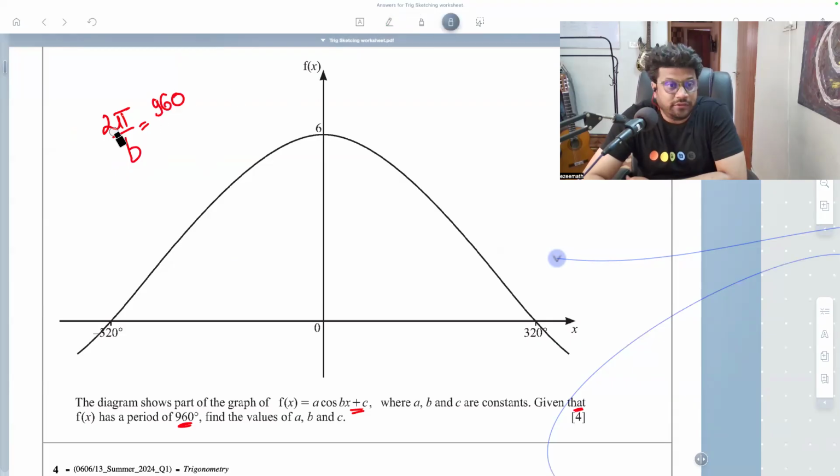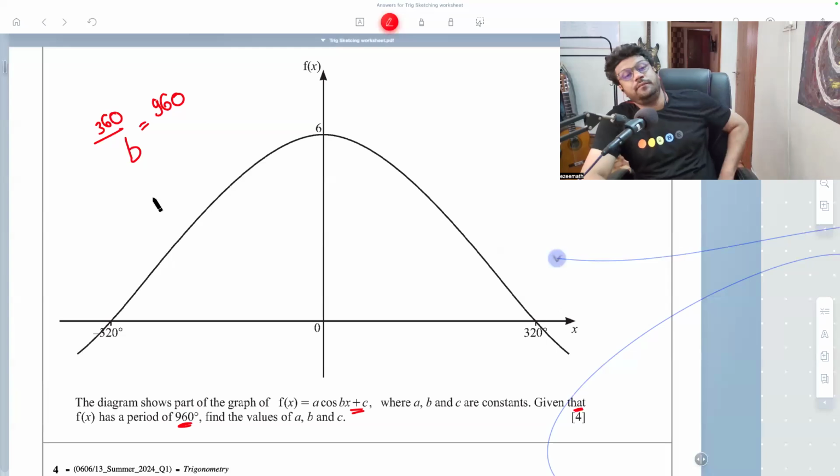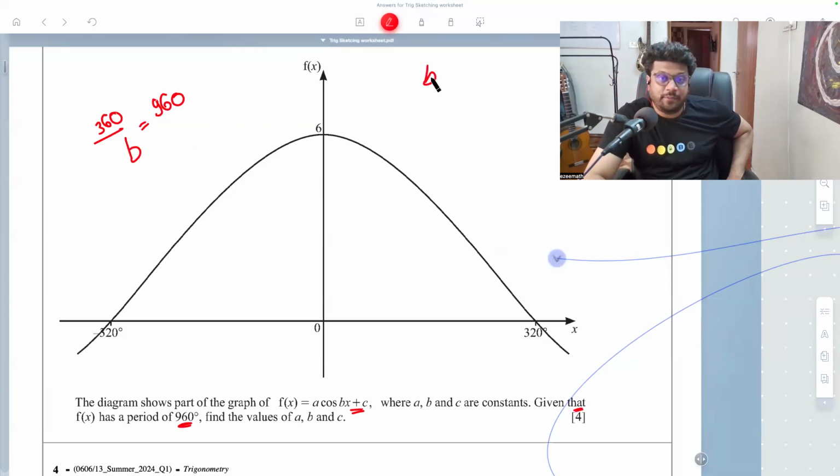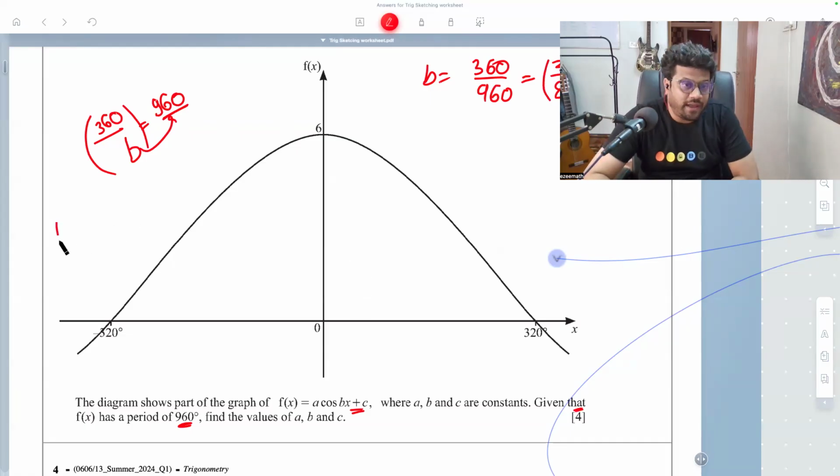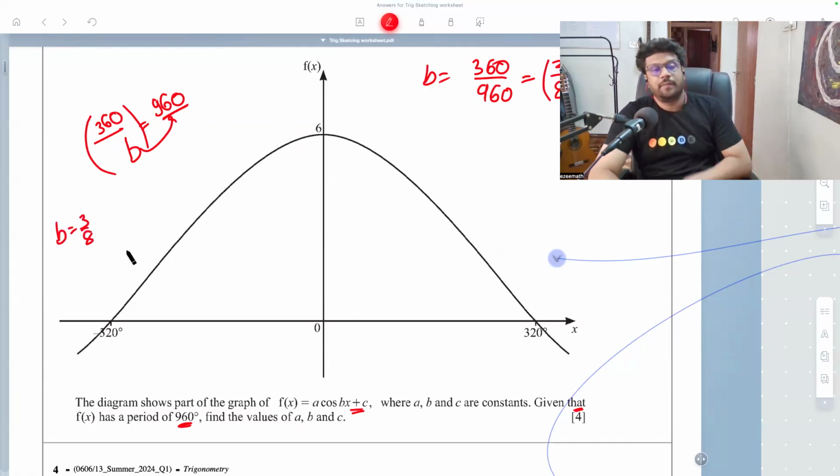Well, I know the formula for it. 360 by b is the formula for it. B is supposed to be 360 by 960. Well, if you divide both of them by 60, it comes out to be 120 is far better. I'd go 3 by 8. That's your b value. 360 by b is the period, which means b is 360 by 960. It's 3 by 8. So I have my b value at least.